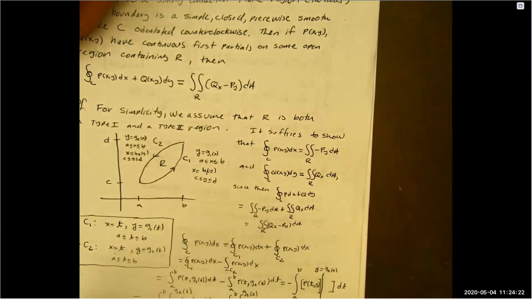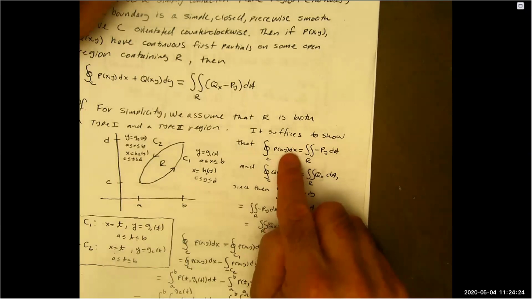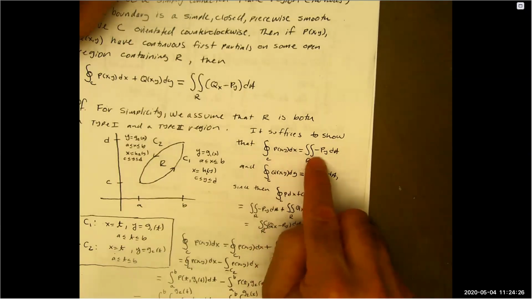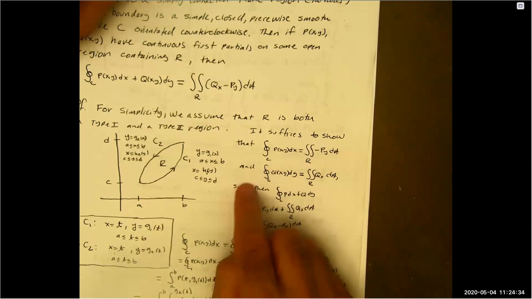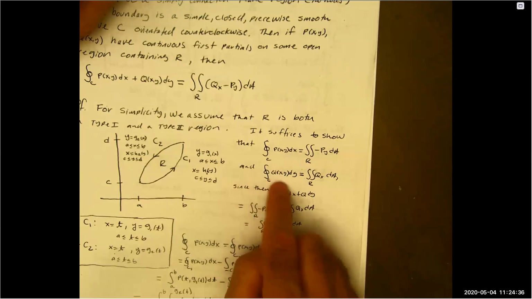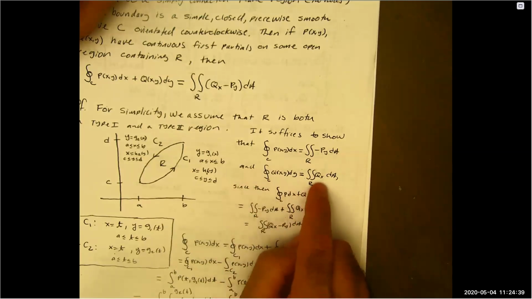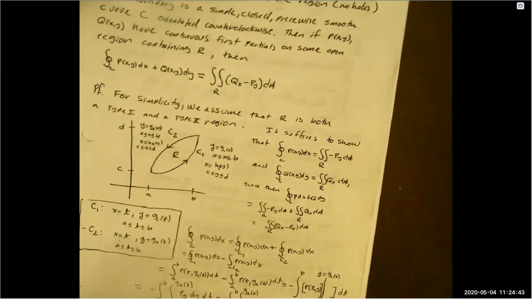All right, so we just have to do these two parts. We have to show that this line integral is equal to the double integral of negative Py over R, and that the line integral of Q is equal to the double integral of Qx over R.